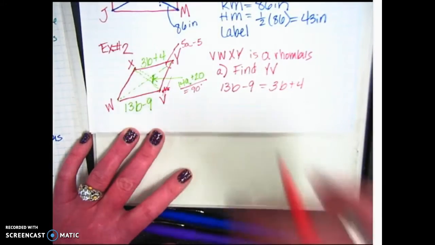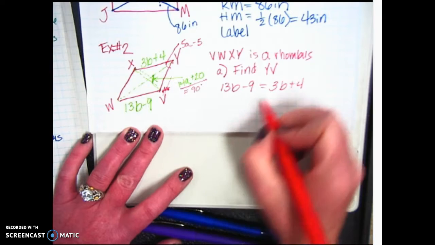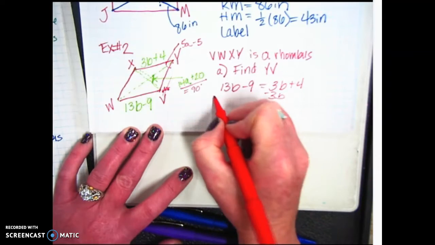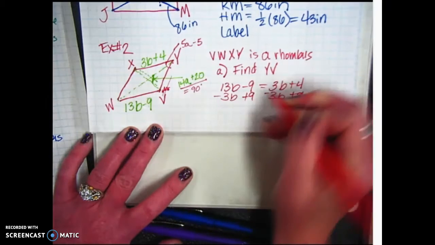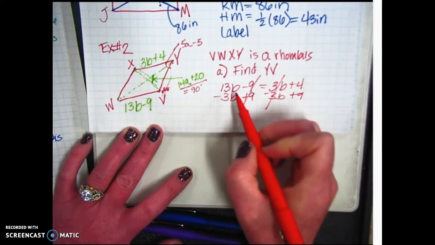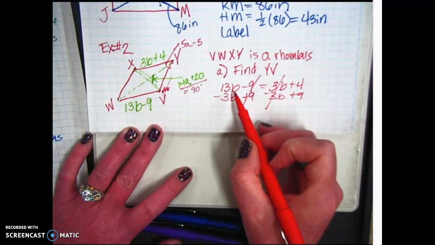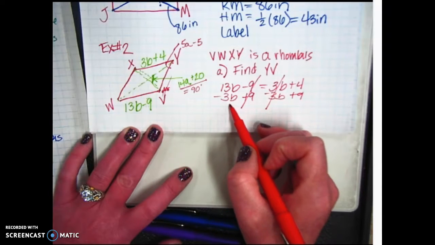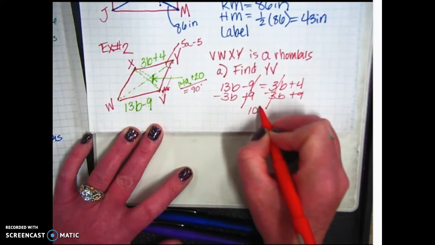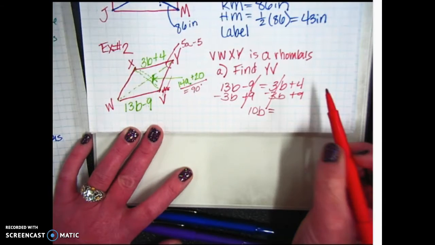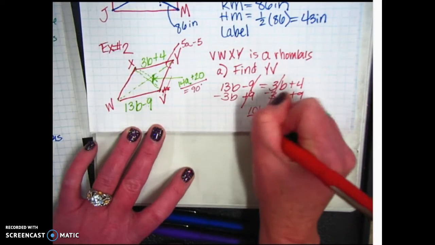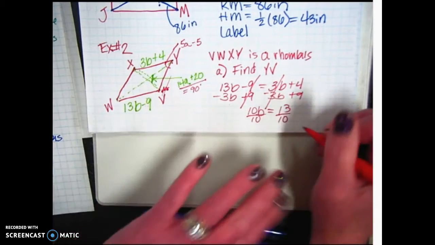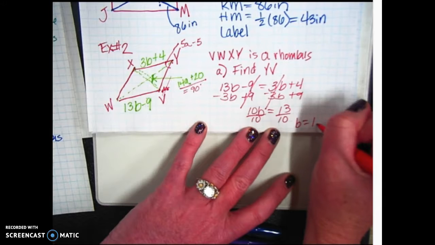Let me move that up again. Sorry, I keep going up and down. And let's solve for B. So subtract 3B from both sides. Add 9 to both sides. These are opposites, these are opposites. And we combine what's left. 13B minus 3B is 10B. And then on the right, we've got 4 and 9, which is 13. If we divide both sides by 10, we can change it to a decimal. I've got 1.3.